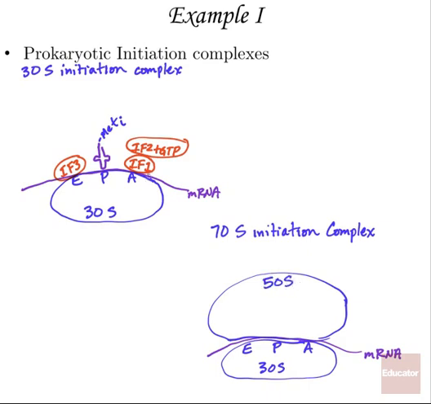IF1 and IF2 have left as well, and we still have our original tRNA with that initiation special methionine in there. Okay, and remember, the anticodon of the tRNA is going to base pair complementary with the codon on the mRNA. All right, so this is our 70S initiation complex.